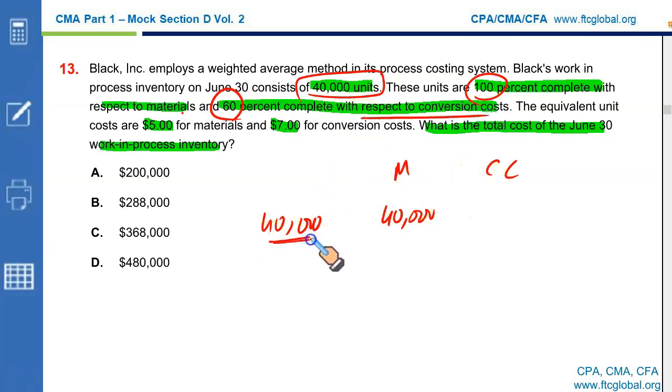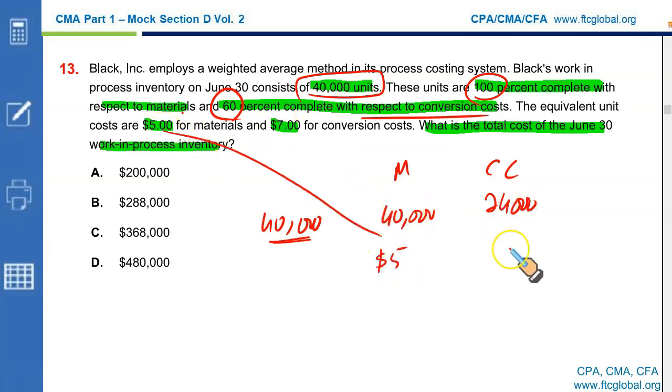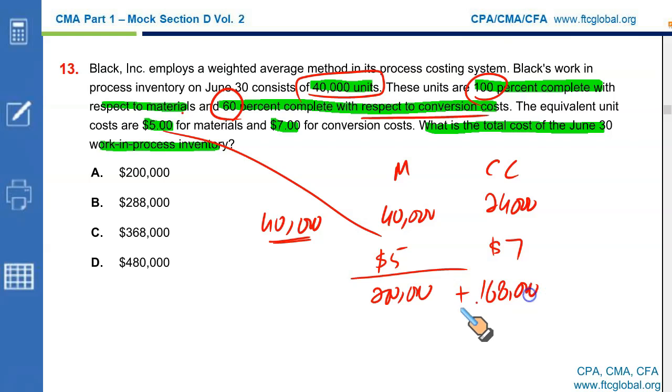So these 40,000 units are 60% complete with respect to conversion cost, meaning 60% of 40,000, that is 24,000 units. Now we have been given the rate also. $5 is the rate for material, $7 for conversion cost. So it's going to be 200,000 for material and 24,000 times 7, 168,000 for conversion cost. If you add these two, you get $368,000. That perfectly matches with your option C.